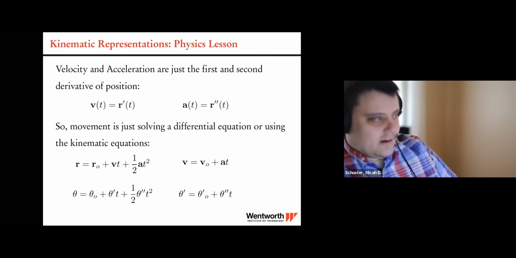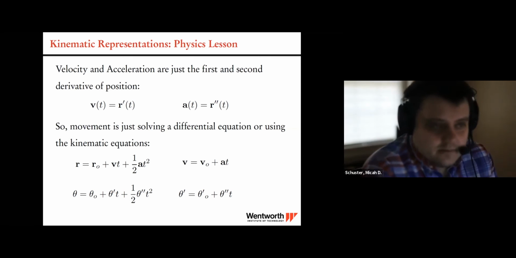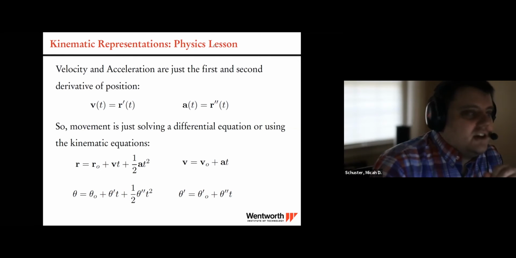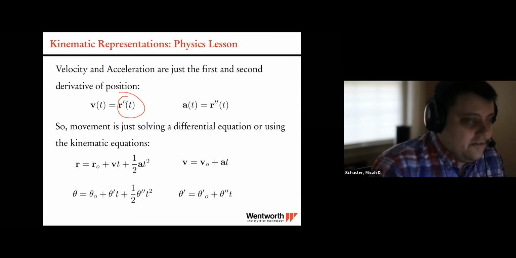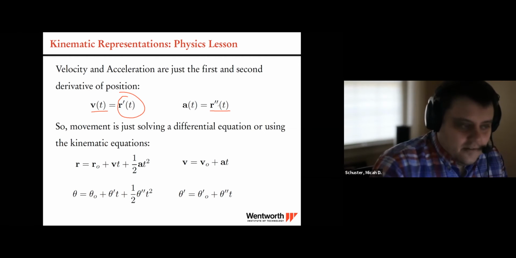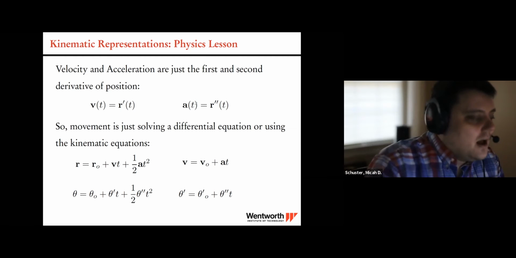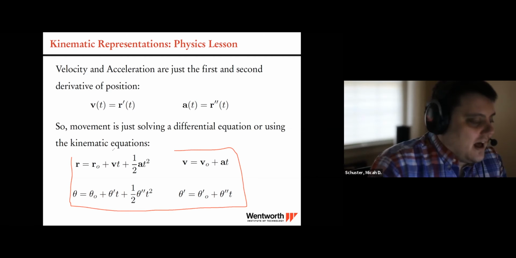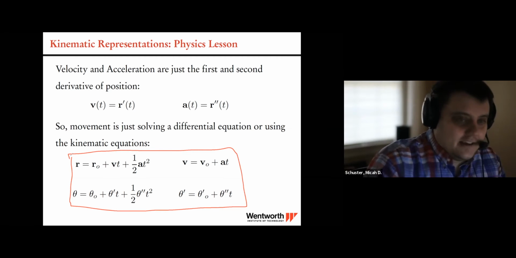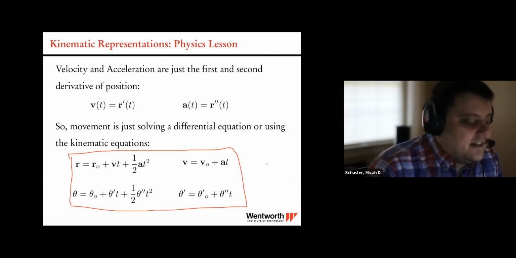We've had at least one physics lesson so far in the class, so I just want to reiterate a little bit of that. Velocity and acceleration are just the first and second derivative of the position. So if our position is r, then r prime, the first derivative of the position at some time, is just the velocity at that time. And the second derivative of the position is the acceleration at that time. Now, we're not worried about acceleration for our kinematic algorithm, but you basically end up with these 4 equations for position, velocity, angle, and angular velocity.